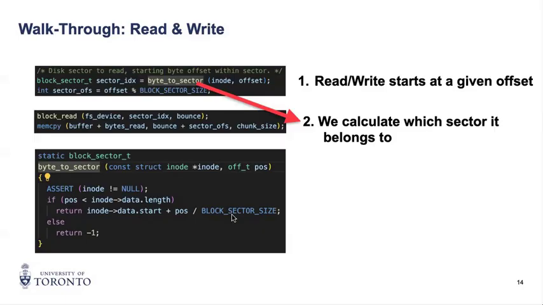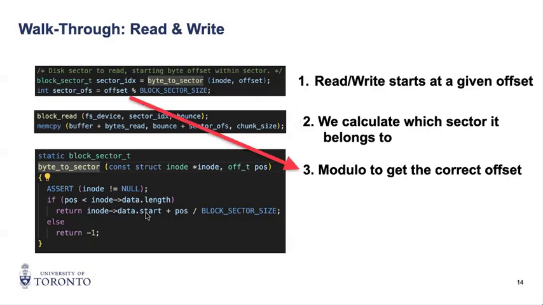And since the file is consecutive, you can just add this index to data.start, which is the sector number, and you're good to go. Then, after you know where the sector is, you'll still have to get the correct offset, which you can easily do by taking a modulo of the block sector size. So, where is it actually in that 512-byte sector?